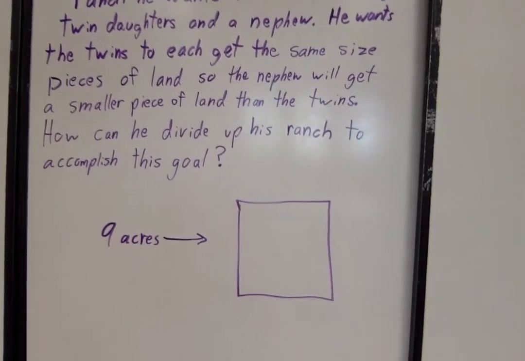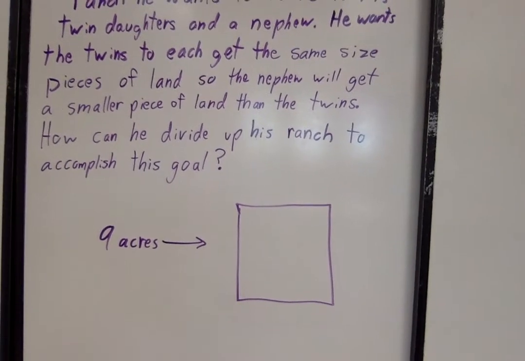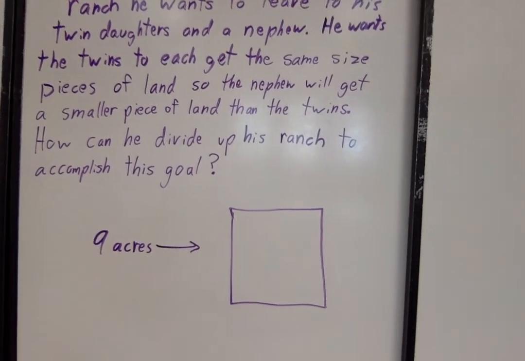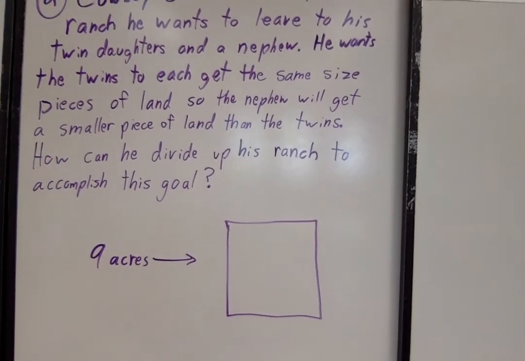Well, why don't you draw that square, everybody? Make it into a grid, so you should have 9 little acres in there. How can I give my 2 twin girls the same amount and my nephew something, but it's got to be less than my girls? Give it a try, everybody.